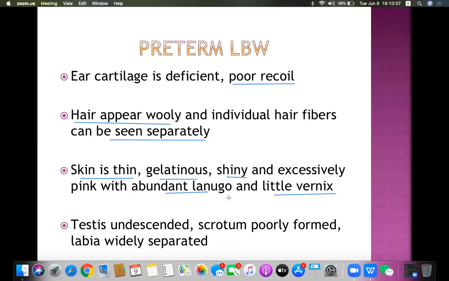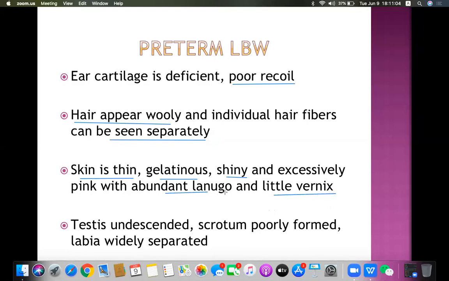Now, lanugo and vernix caseosa, I'm sure students still remember. Can I ask what is lanugo and what is vernix caseosa? Anybody? Lanugo is hair present on the body of the baby. And vernix caseosa is the white, gelatinous material present on the surface of the body. It prevents the baby from hypothermia. Yes, Rana Etisam also wants to speak.